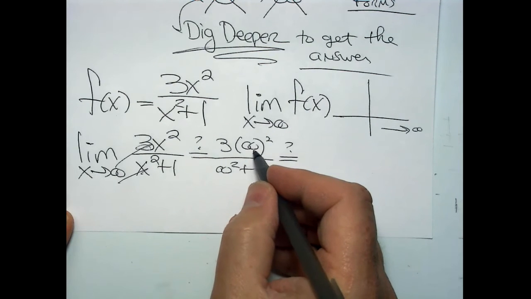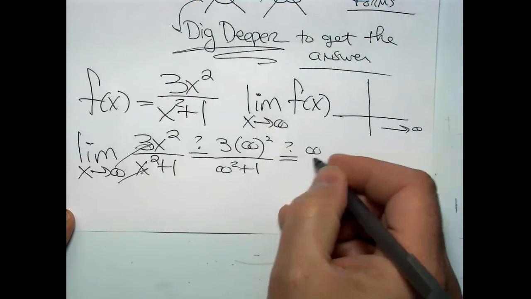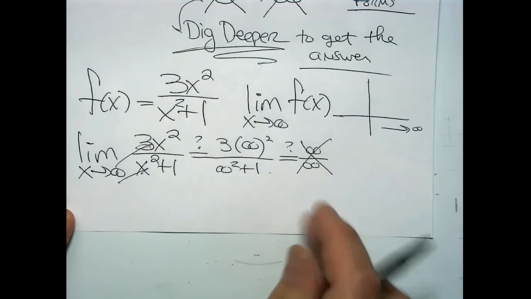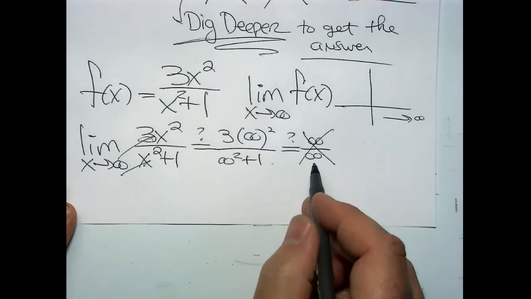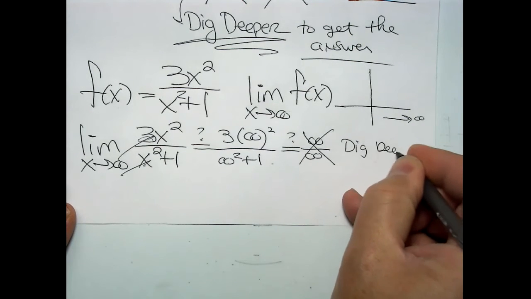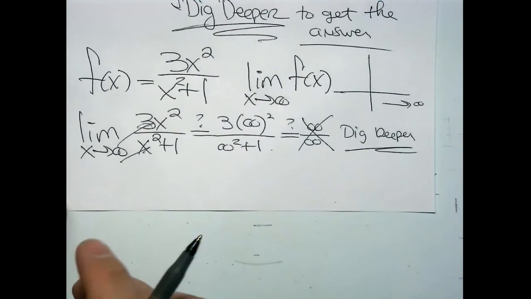Now, infinity squared is infinity, right? Can't get any bigger than infinity. And 3 times infinity is also infinity. Infinity squared plus 1, you just can't get any higher. And no, as we had pointed out before, that is never, ever a valid answer for a limit. We always cross that off. That indicates that we better dig deeper into this problem to really learn what our limit is.